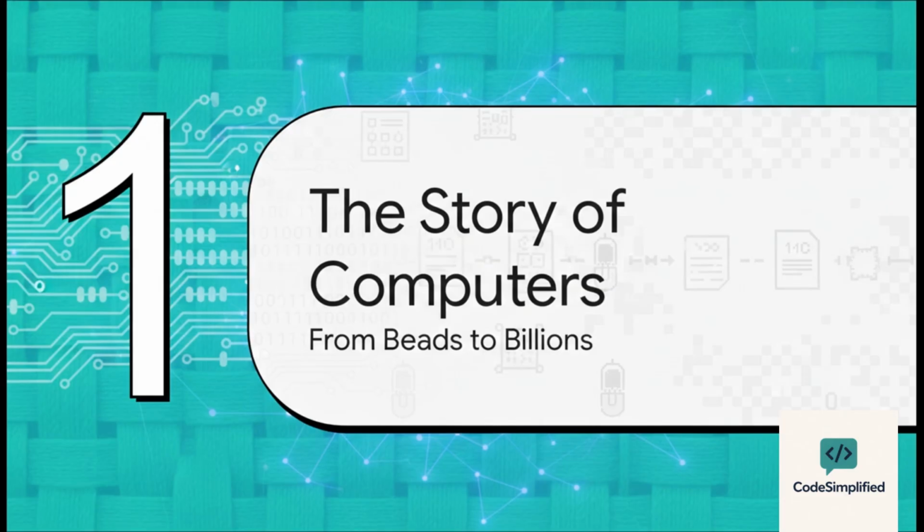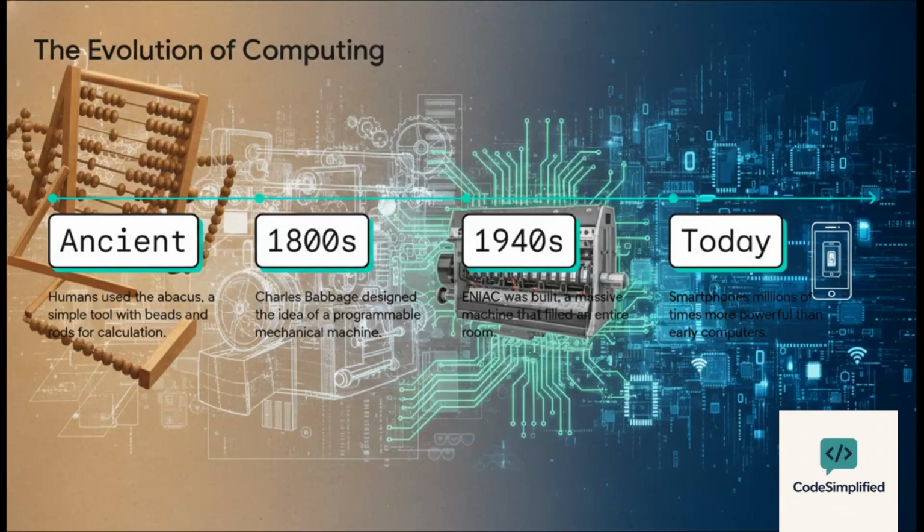To really get a grip on modern computing, we kind of have to look back and see how we got here. And what's cool is, we're going to uncover this one single core idea that has never changed. Think about it. We started thousands of years ago with the abacus, right? Just simple beads and rods for counting. Fast forward to the 1800s, and you've got Charles Babbage dreaming up a machine that could follow instructions all on its own. Then boom, the 1940s hit, and we get ENIAC, a beast of a computer that took up a whole room. And now, you're holding a smartphone in your hand that's literally millions of times more powerful.